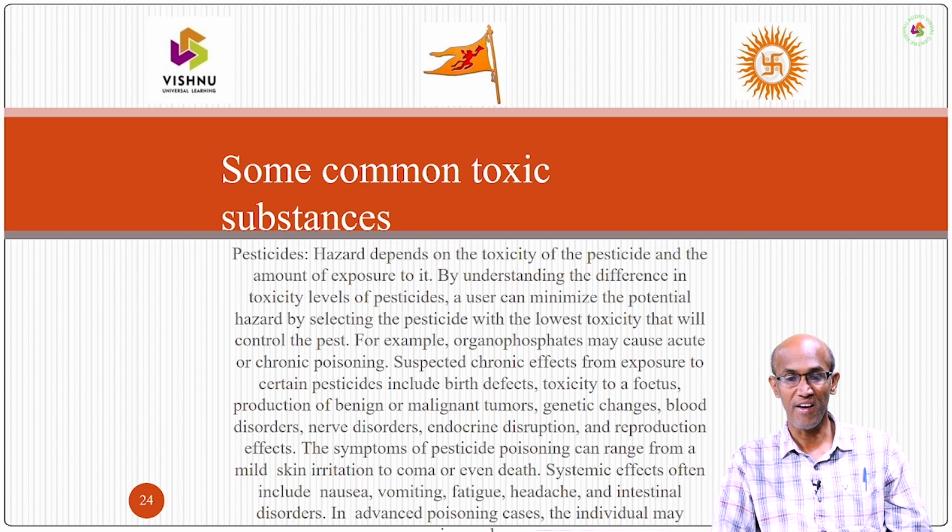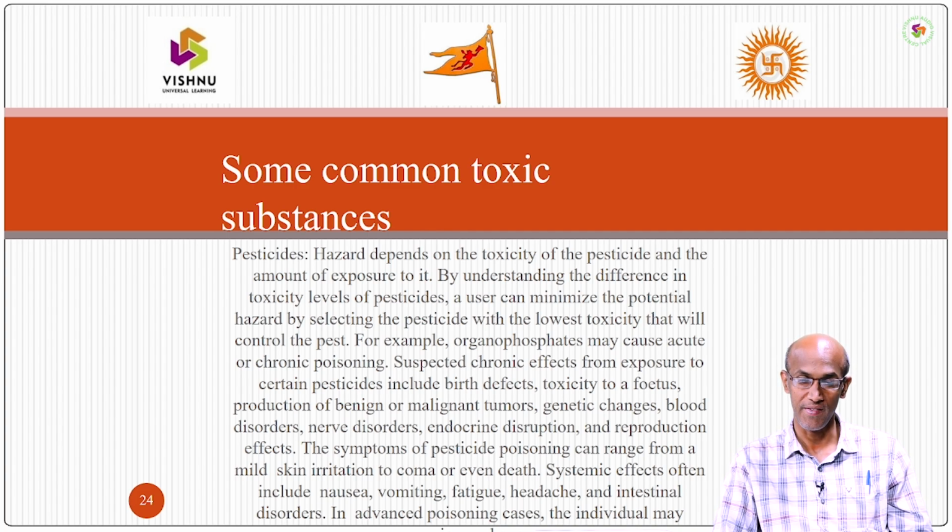Pesticides. Hazard depends on the toxicity of the pesticide and the amount of exposure to it. By understanding the difference in toxicity levels of pesticides, a user can minimize the potential hazard by selecting the pesticide with the lowest toxicity that will control the pest. For example, organophosphates may cause acute or chronic poisoning.